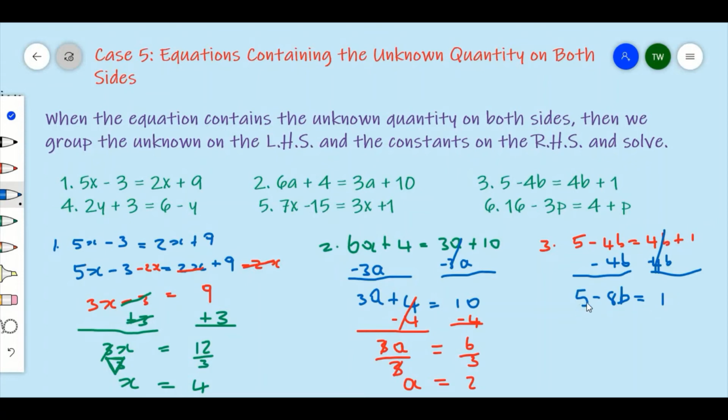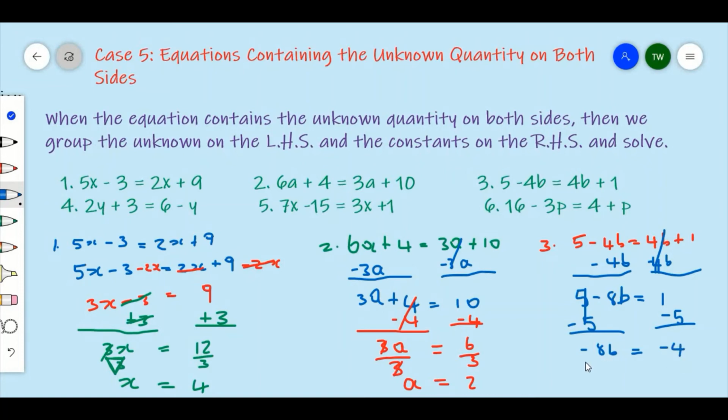Here we need to get rid of this positive 5. So we're going to subtract 5 from both sides. We're also going to subtract 5 from this side as well. Positive 5 minus 5, that's going to give us 0. So what we're left with is negative 8b is equal to 1 minus 5, that's going to give us negative 4.